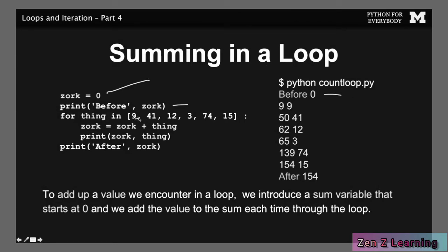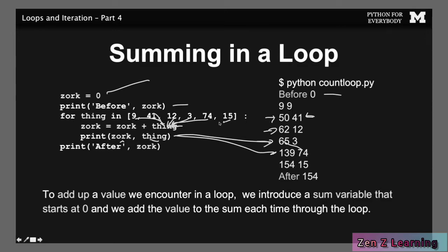Now 9 comes out, and 0 plus 9 is 9. So the running total is 9, and 9 was what we looked at. Then 41 comes in, we take 9 plus 41, the running total is 50. We read 41, go back up, 12 comes in, 50 plus 12 is 62, so that's our running total. Next we get 3, 62 plus 3 is 65. Then we get 74, so 65 plus 74 is 139, so that's the running total.